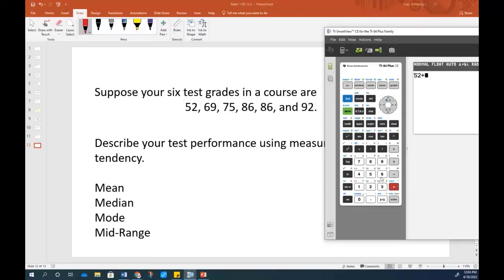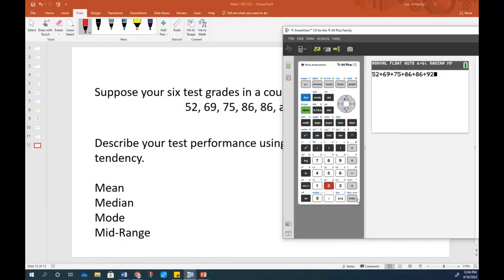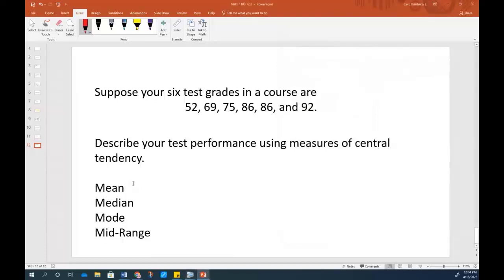Had a rough start to the testing, then improved, got on solid footing, really getting the hang of it. And of course, by the time you get to the end of the class, you've just mastered it. So I'm going to add all of those up and then divide by the 6 grades that we've entered. So your mean test score would be 76.7.